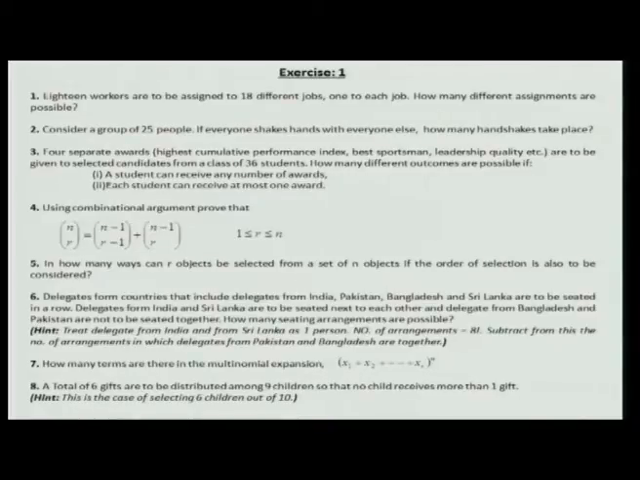Then finally, a total of 6 gifts are to be distributed among 9 children, so that no child receives more than 1 gift. This is exactly the same as part 2 of question 3, because there also we said that no student should get more than 1 award, at most 1 award. And here also we are saying that a total of 6 gifts are to be distributed among 9 children, so that no child receives more than 1 gift.